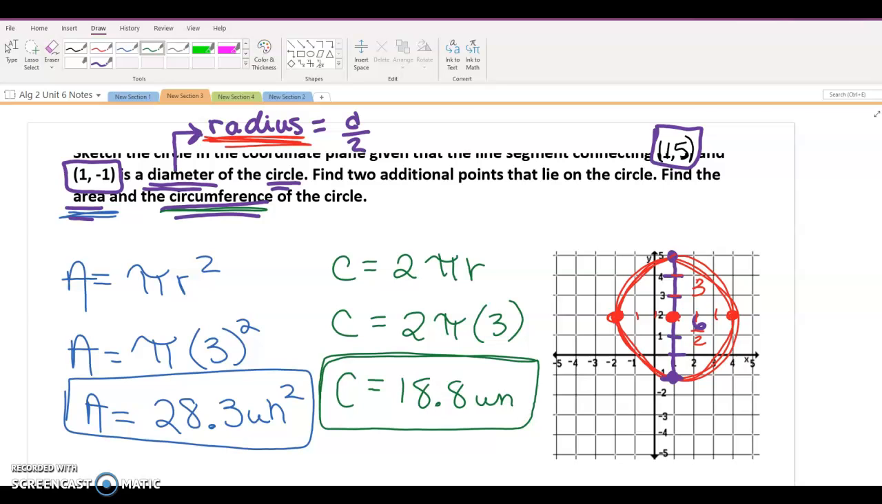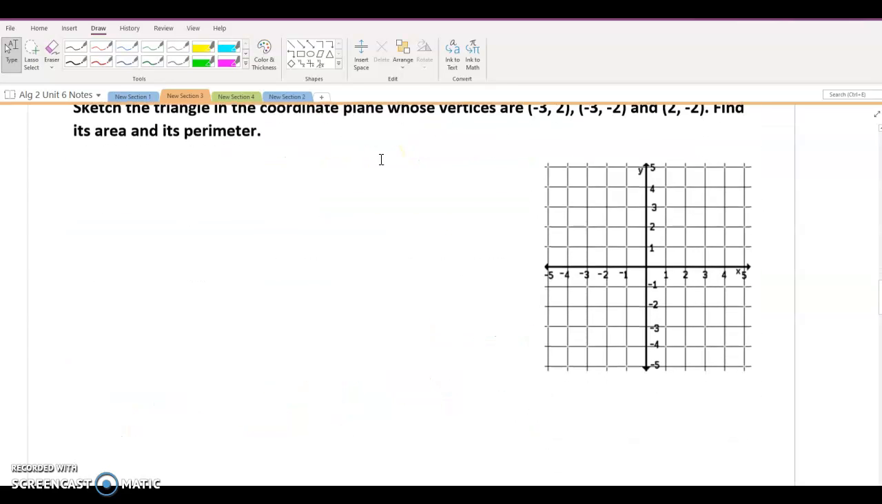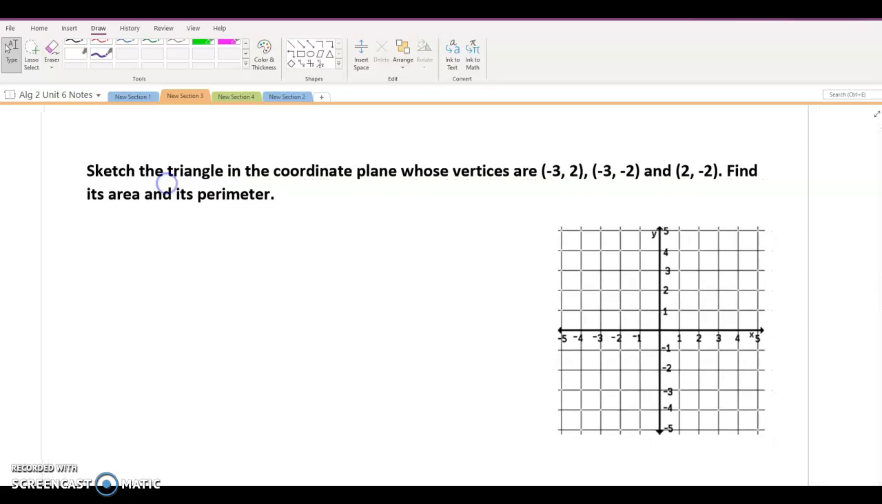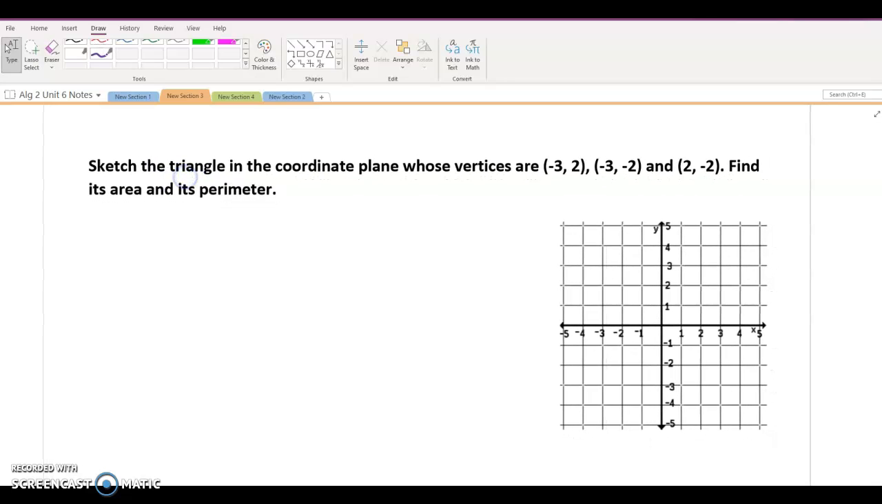All right, our last one here says to sketch the triangle. So we switch shapes up again. So we're asked to sketch the triangle. Oh, try that again. There we go. One more time. In the coordinate plane, whose vertices are (negative 3, 2), (negative 3, negative 2), and (2, negative 2). And once again, we're asked to find the area and the perimeter.